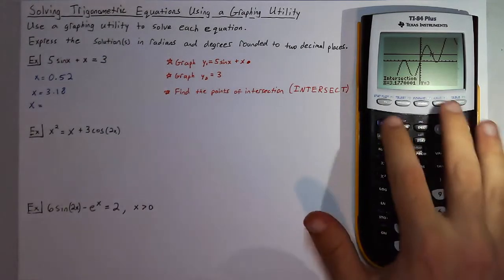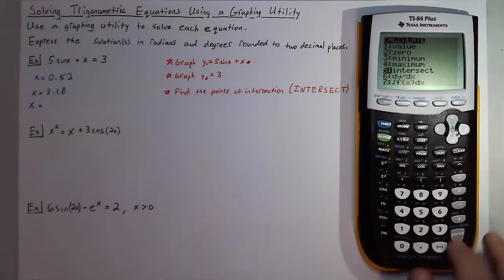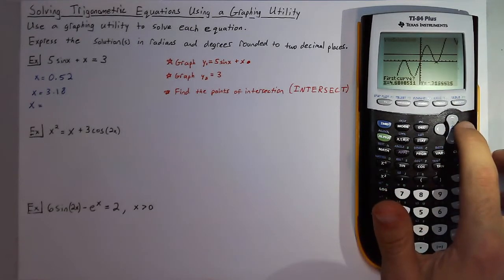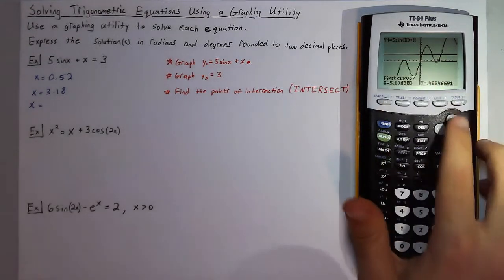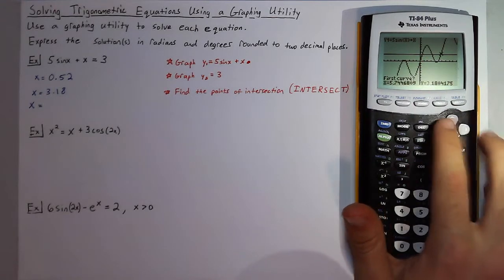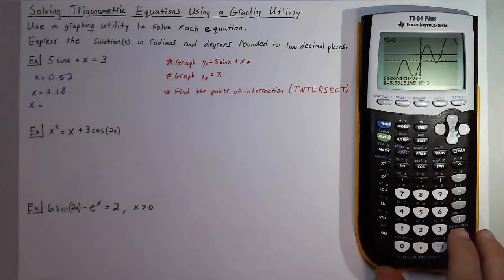And again, second trace, look for the next intersection. Follow along my curve here. You'll see at the top is indicating this is 5 sine x plus x. And the second curve is right here. And I'll get the intersection point 5.71. So those are my 3 solutions.